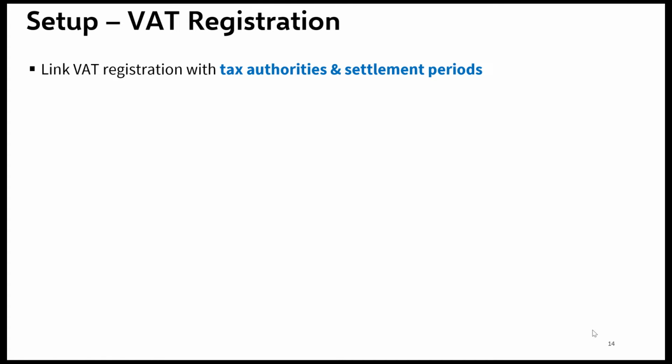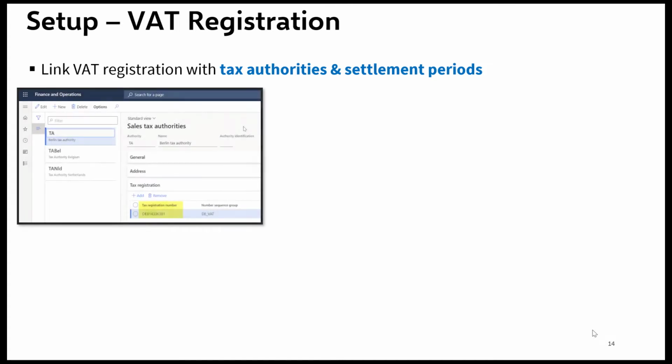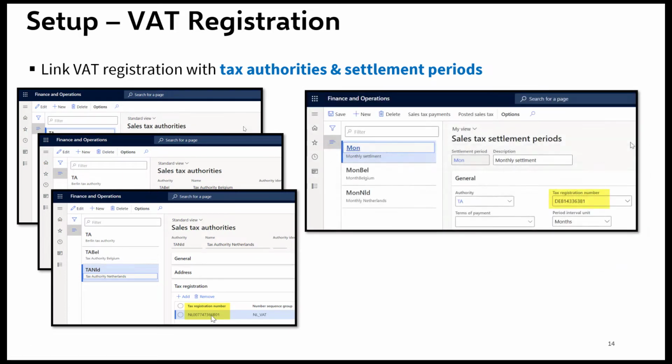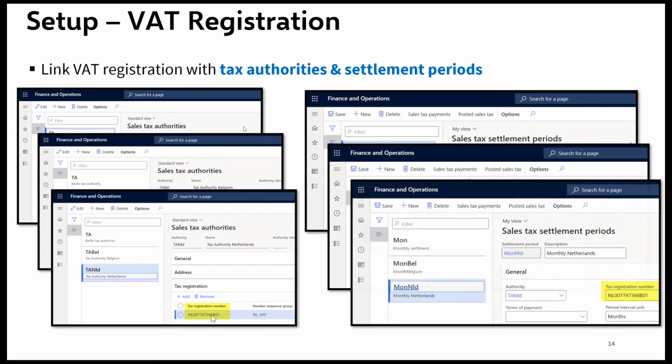Then the next thing is the setup of the tax authorities and settlement periods. And here the same principle applies. So on the left-hand side, you see the tax authorities. I have here Germany, then Belgium, Netherlands, and you just enter this tax registration ID, and the same for the settlement periods, where you need to select them.